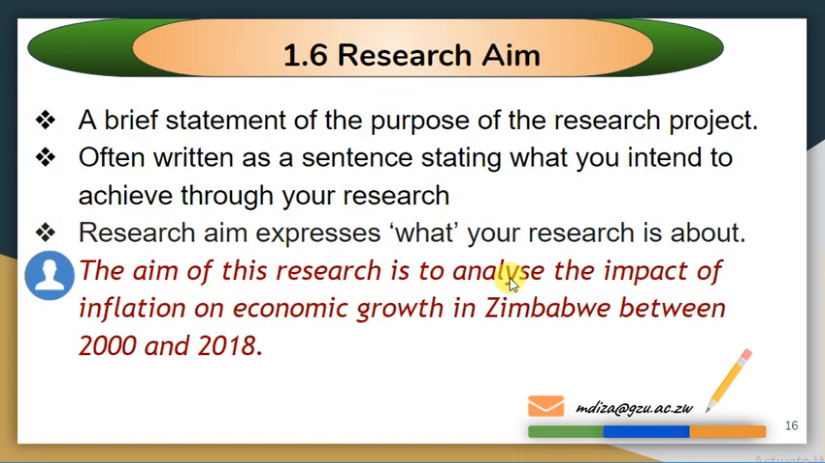The research aim is a brief statement of the purpose of the research project. It is often written as a sentence stating what you intend to achieve through your research. The research aim expresses what your research is all about. As an example there, the aim of this research is to analyze the impact of inflation on economic growth in Zimbabwe between 2000 and 2018. So it's normally stated in sentence form, and it should be specific as well.